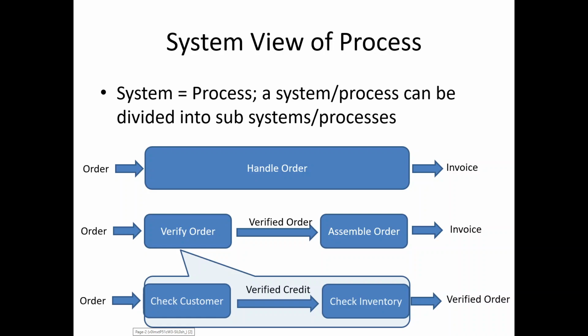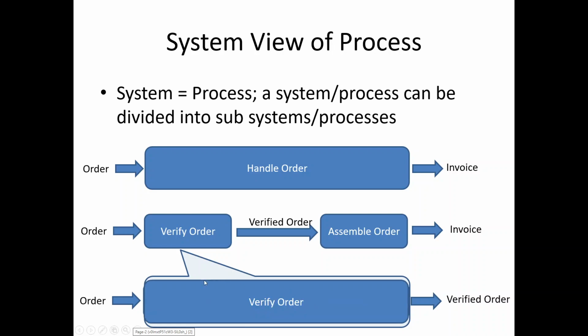So if this customer's credit history is verified, then this check inventory process would look at the products in this order, and then it would check if all of the products are in stock, that is, if all of the products are available for shipping. Then this verified order information is sent to the next stage, which is assemble order process. So here we have a very detailed view, but if we use a piece of paper to cover the two processes as well as their data link, then we are going to have something like this.